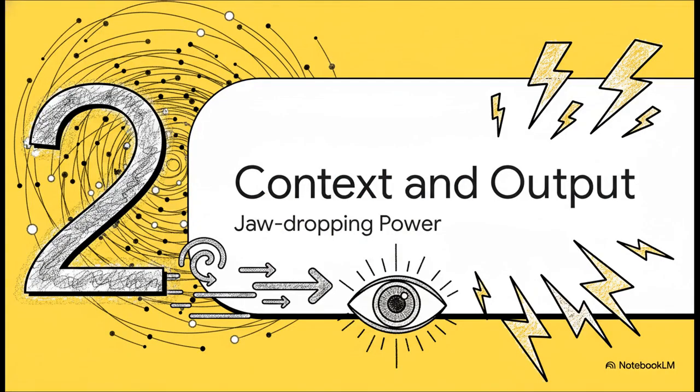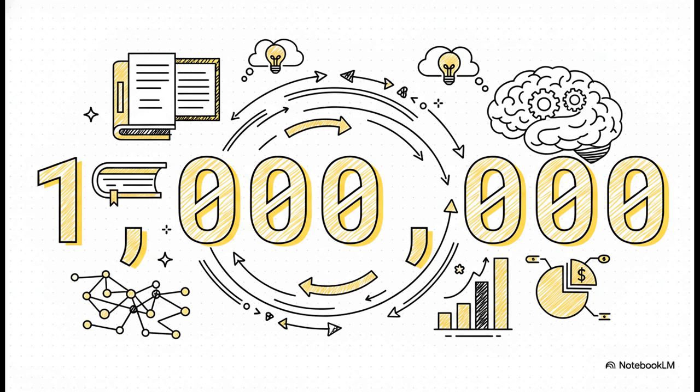Section 2. Context and output. Jaw-dropping power. All right, prepare yourselves, because the sheer raw power of this new model is genuinely incredible. 1 million context tokens. And that is enabled by default. I mean, just pause and really think about that for a second. That is the default working memory capacity of Opus 4.8.